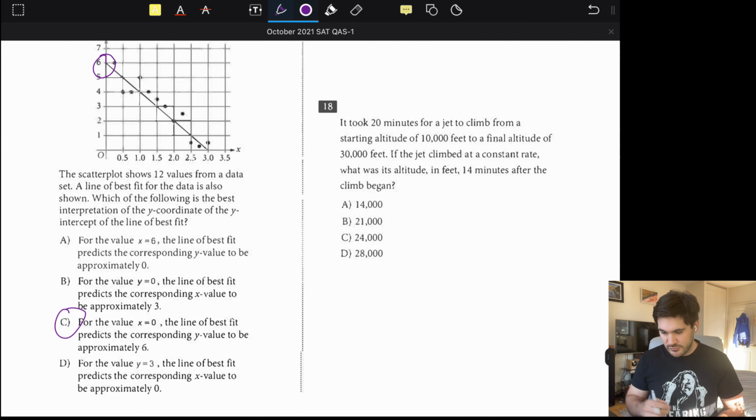Number 18, it took 20 minutes for a jet to climb from a starting altitude of 10,000 feet to a final altitude of 30,000. It could climb at a constant rate. What was its altitude 14 minutes after the climb began? Well, if it went from 10,000 to 30,000 in 20 minutes, that means each minute it went up 1,000 feet. So after 14 minutes, it must have gone up 14,000 feet. If it started at 10,000 and went up 14,000 feet, it must have ended up at 24,000 feet. C.